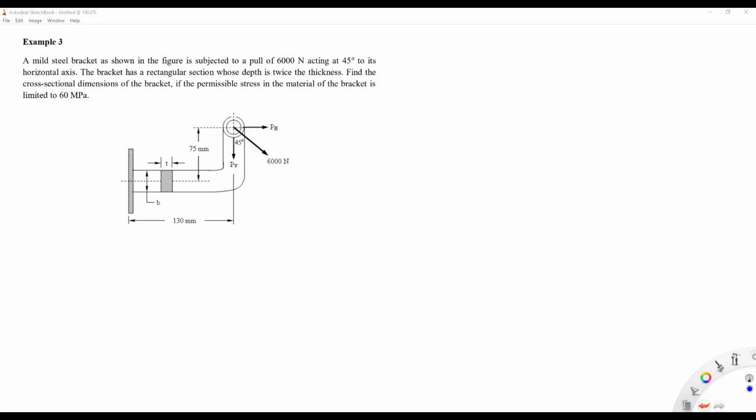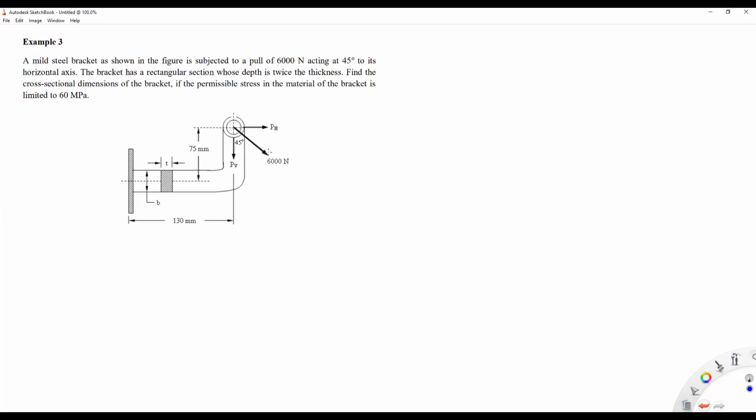Okay, so we need to be able to determine the cross-sectional area, okay? And then, of course, we need to obtain the section modulus of the material of the part. Then we also have to resolve the force given to us. And the force given to us, we know that it is inclined at an angle of 45 degrees, okay? The vertical and horizontal.